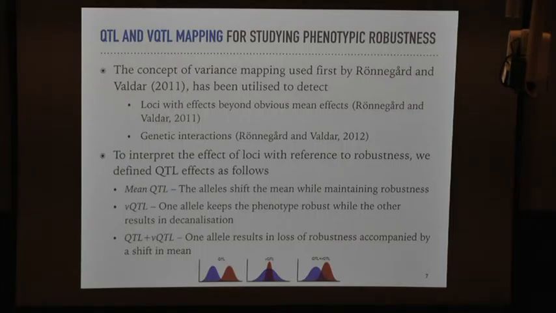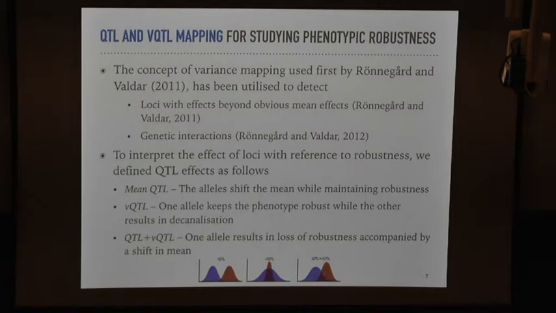Our hypothesis, or our interpretation, was that a mean QTL, which only affects the mean, shifts the mean only while maintaining robustness. Because the variance is not changing, the robustness remains intact and only the mean changes. For the variance QTL, one allele keeps the robust phenotype, which is the red allele indicated here. The blue allele loses robustness. So one allele is robust, and the other allele leads to decanalization, or loss of robustness.